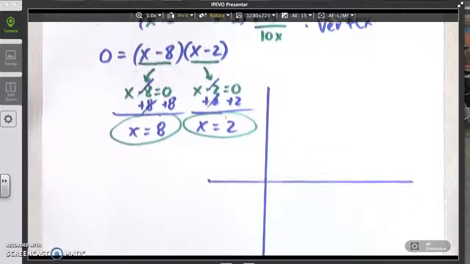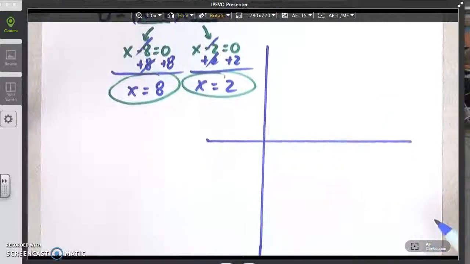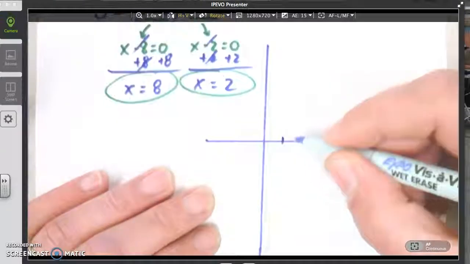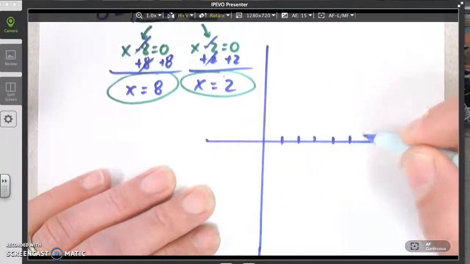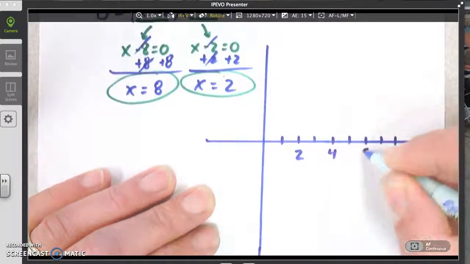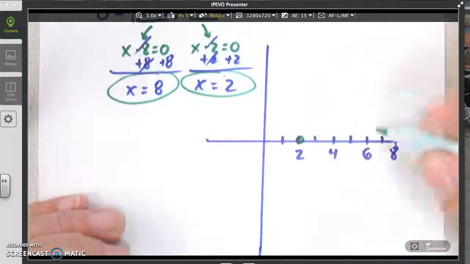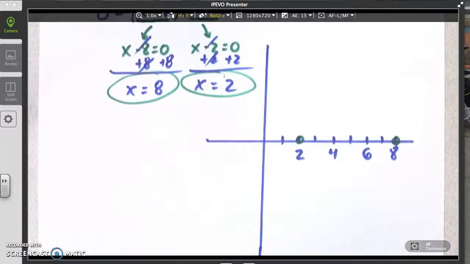So slide this down a little bit. Let's go ahead and number this. And again, even if you don't have graph paper, you can still make a very nice looking graph. 2, 3, 4, 5, 6, 7, 8. So 2, 4, 6, 8. And let's go ahead and put 2 points right there. Our two intercepts. Right there and right there. Okay. So now we know the intercepts.